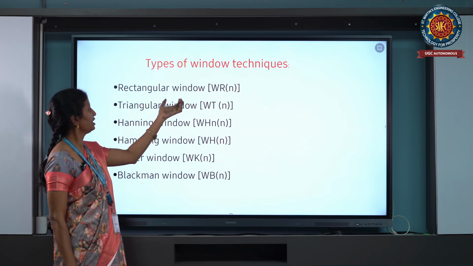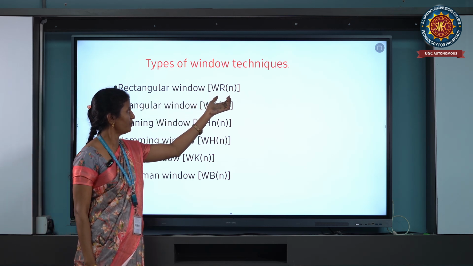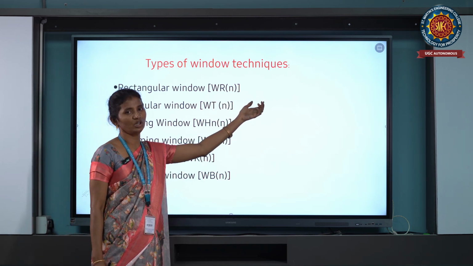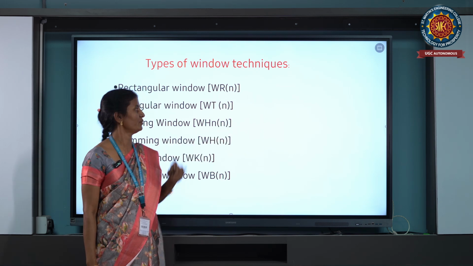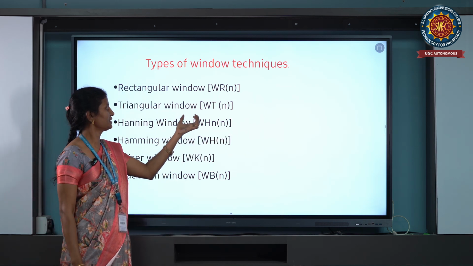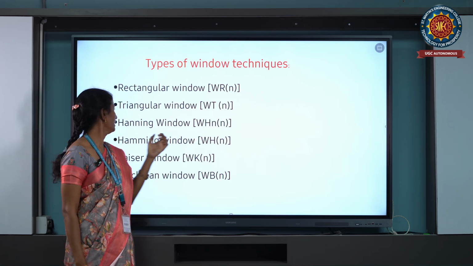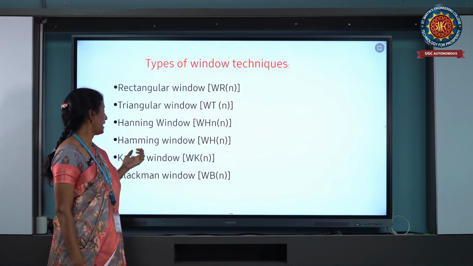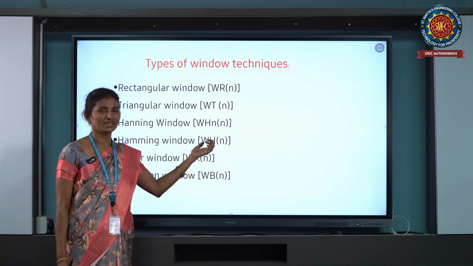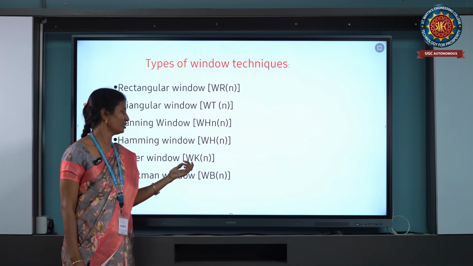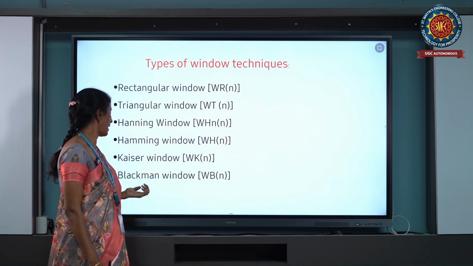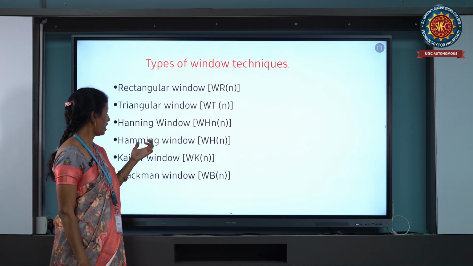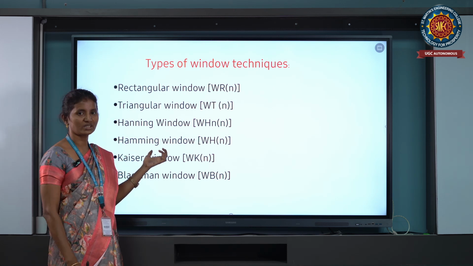The rectangular window is denoted by W_R(n), and its frequency response is denoted by W_R(e^jω). The triangular window is denoted by W_T(n), the Hanning window by W_Hn(n), the Hamming window by W_H(n), the Kaiser window by W_K(n), and the Blackman window by W_B(n). In this, we have to discuss the Hamming window technique.